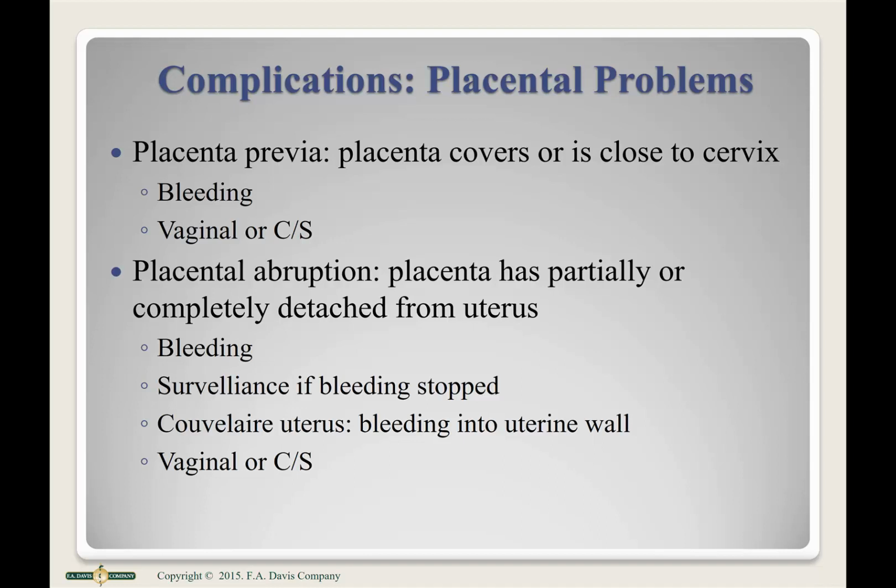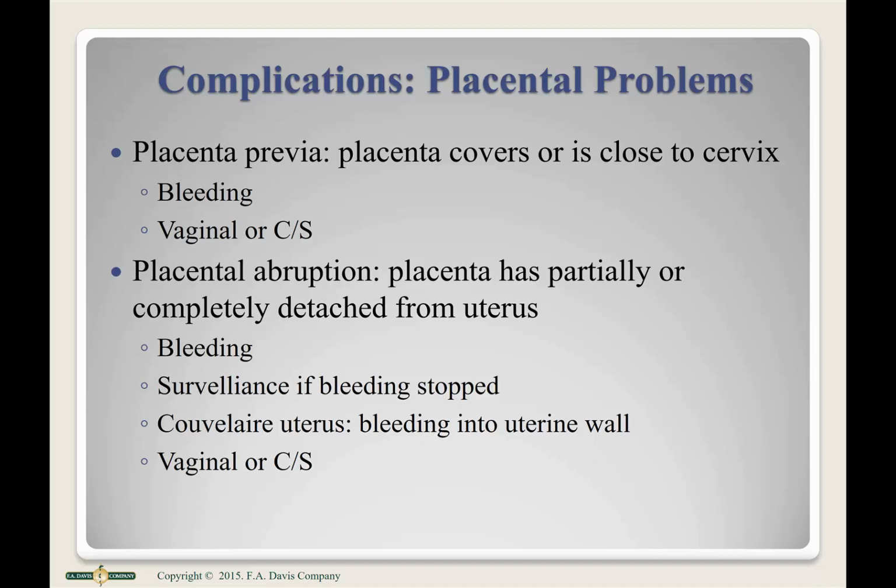All right. Next complication is a placental abruption. This is where the placenta abnormally detaches from the uterus. When that happens, the place where it detaches bleeds. Okay. There are partial detachments. There are complete detachments.